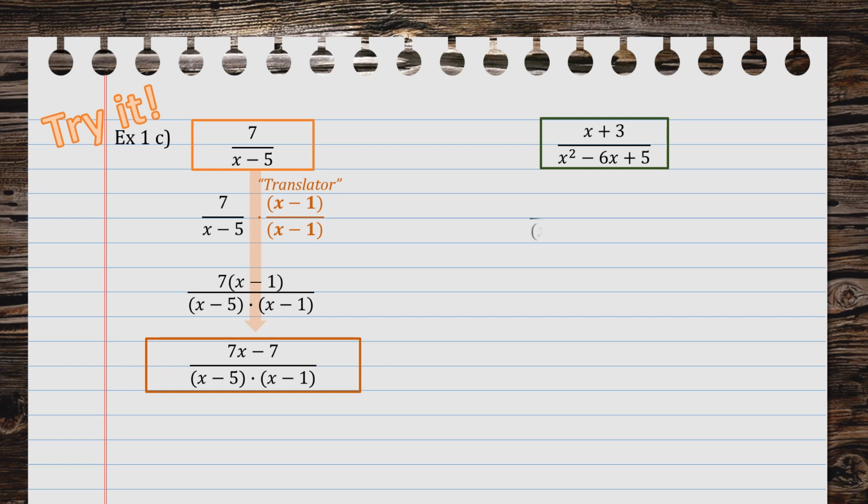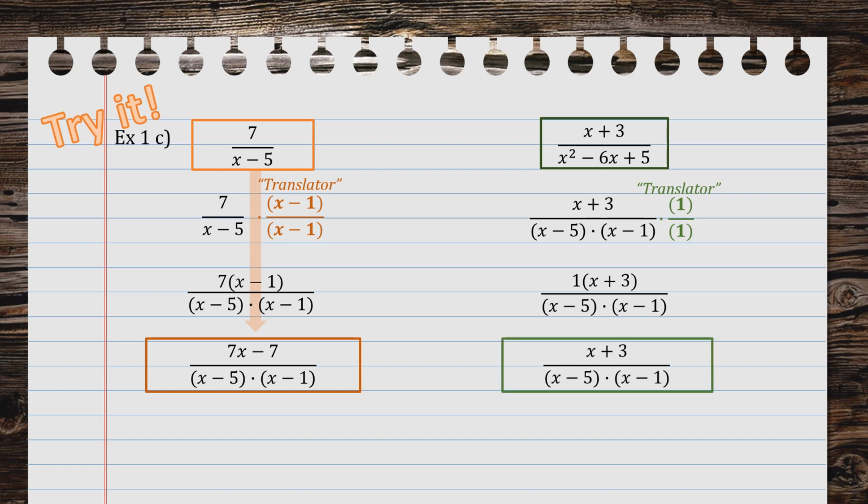For the second fraction, we rewrite it in factored form to see what we really have. And we rewrite it with the common denominator to see if it's speaking the same language. In this case, notice this fraction already is speaking the same language, so your translator would just be a 1 or a 1 over 1. 1 times x plus 3 will still give you x plus 3 all over x minus 5 times x minus 1. And again, these are equivalent fractions.